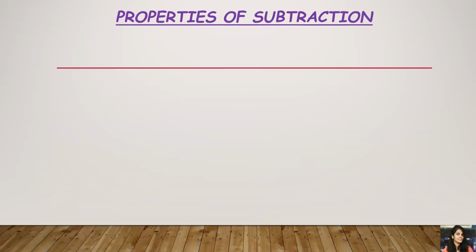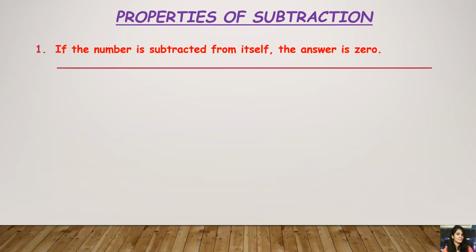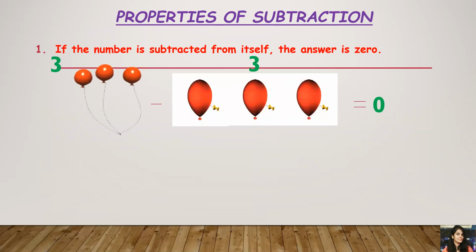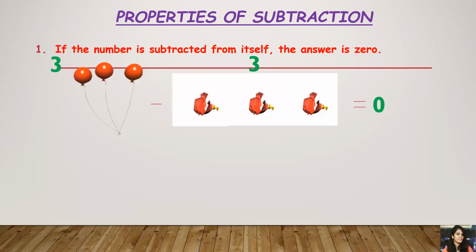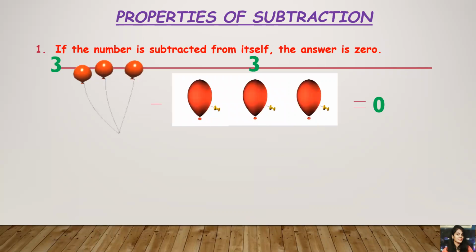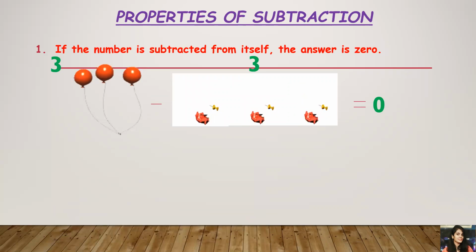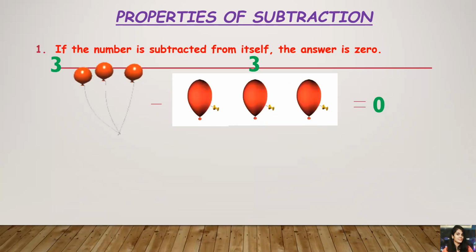Properties of subtraction. There are total 3 properties of subtraction. First property. If a number is subtracted from itself, the answer is 0. For example, 3 balloons are here. If all the 3 balloons have burst, then we will be left with nothing, means 0. 3 minus 3 equals 0.